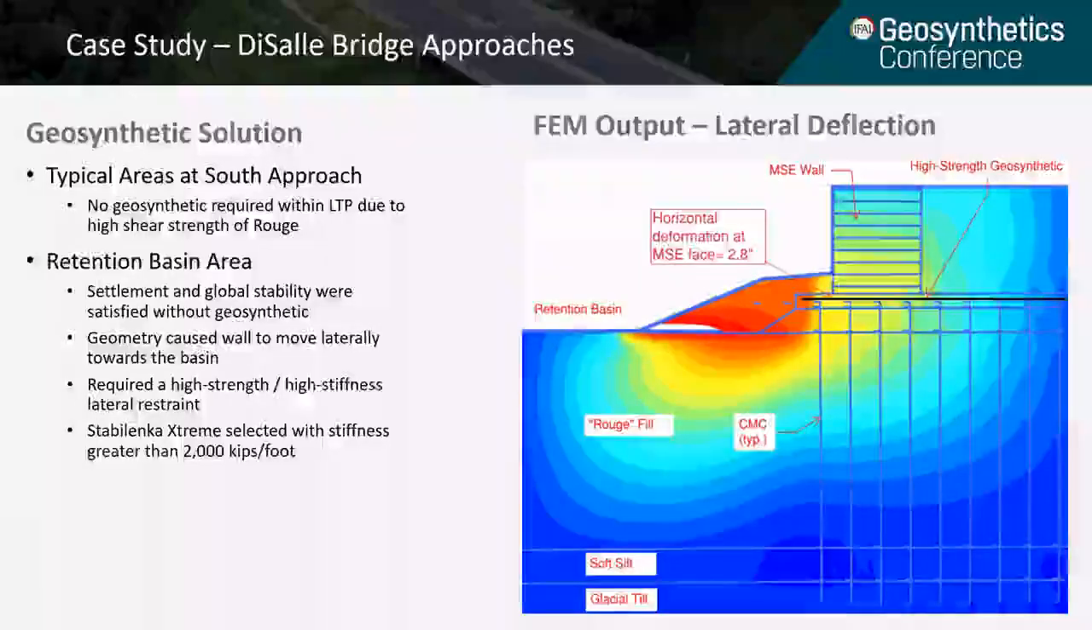This material had to have very high stiffness in order to attract enough load from the wall, and ultimately a Stabilenka Extreme material was selected with a stiffness of approximately 2,000 kips per foot. And I thought this was an interesting example of a unique application of a robust geosynthetic under some really high loads.